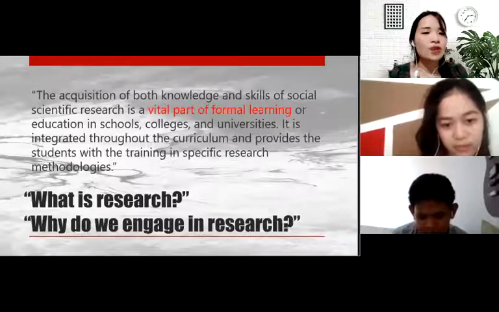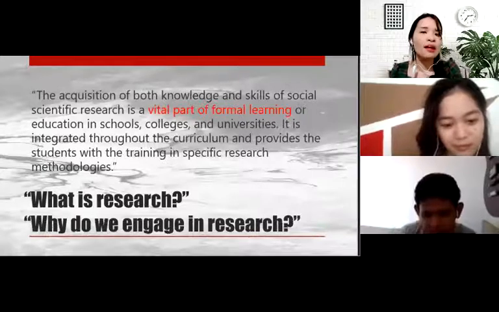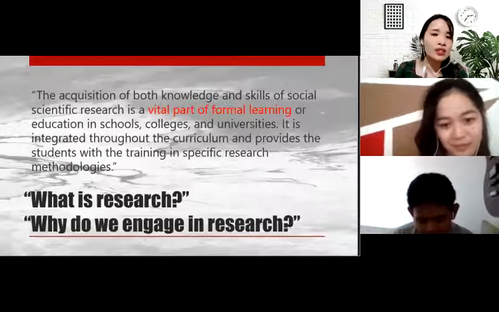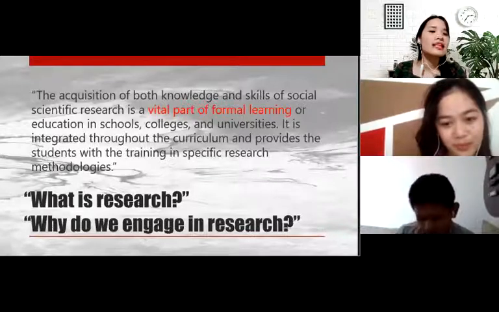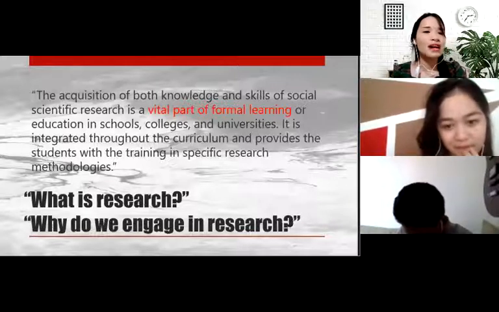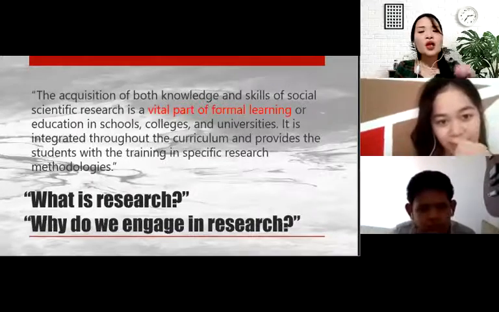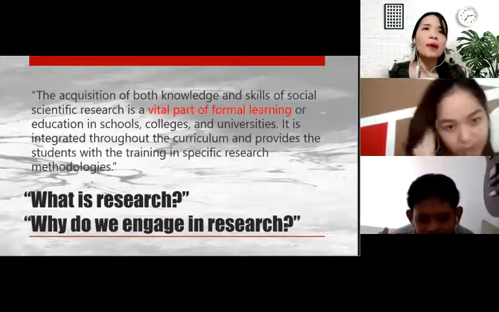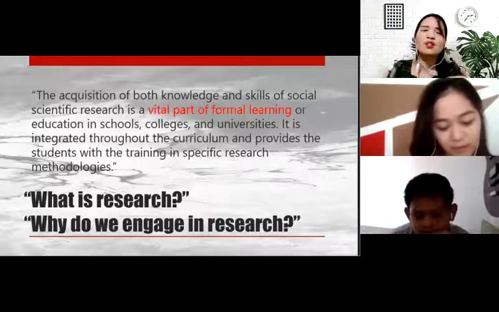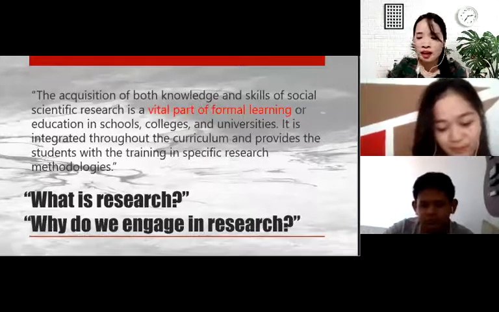It says here, the acquisition of both knowledge and skills of social scientific research is a vital part of formal learning or education in schools, colleges, and universities. That's why in every school, college, or university, there would always be a research requirement. It is integrated throughout the curriculum and provides the students with training in specific research methodologies. Okay, why? Because you are going to discover those practical problems and try to contribute solutions to them. Actually, this year or last year, there are so many problems, and out of those problems, there are answers that are totally in demand.